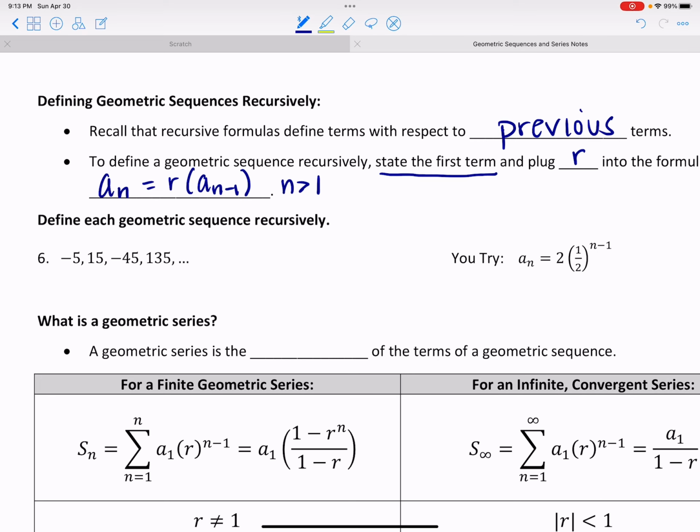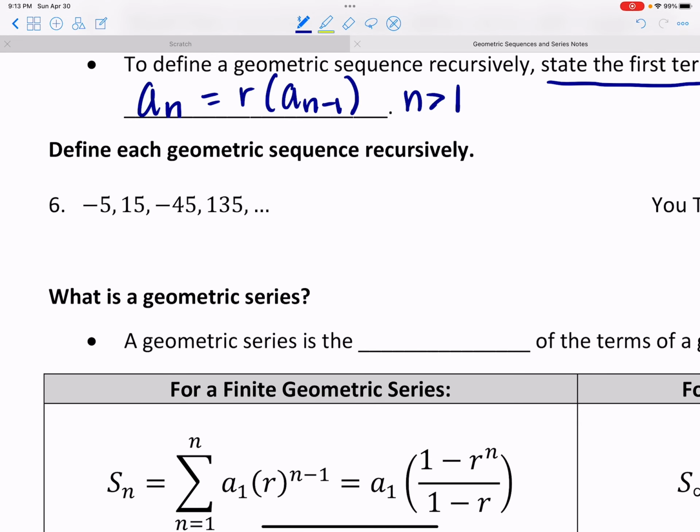So for instance here, to get from negative 5 to 15, I'm multiplying by a negative 3. So we would say, okay, first, this list starts at negative 5, and then any other term on this list would be negative 3 times the previous term. And that's it. Defined recursively by stating the first term, and basically what is the pattern? The pattern here, we're multiplying by negative 3 to continue this list.